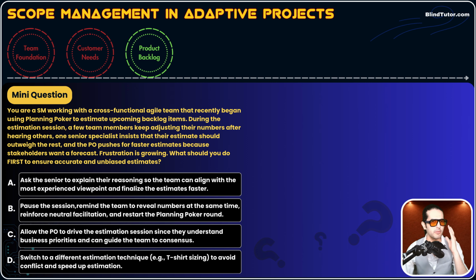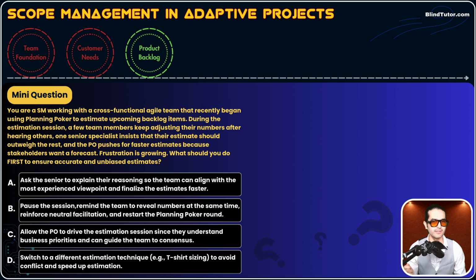Option B says, pause the session. Okay, taking your time. We are project managers. We don't act immediately. We take our time. Pause the session. Calm everyone. Remind the team to reveal numbers at the same time. So, hey, team members, you shouldn't wait for the more experienced ones to reveal their numbers and then adjust your numbers. No, everybody needs to reveal their numbers at the same time.